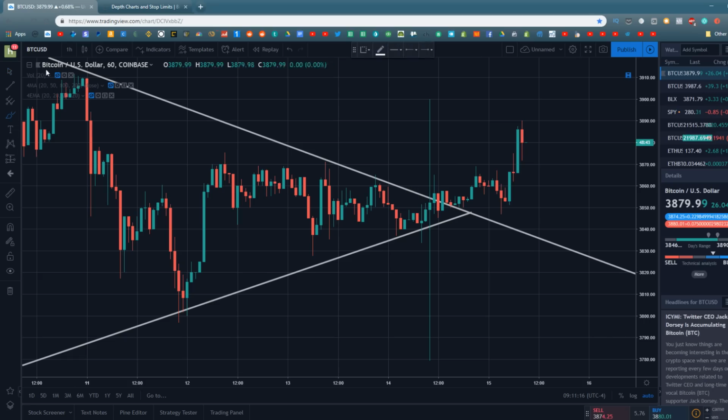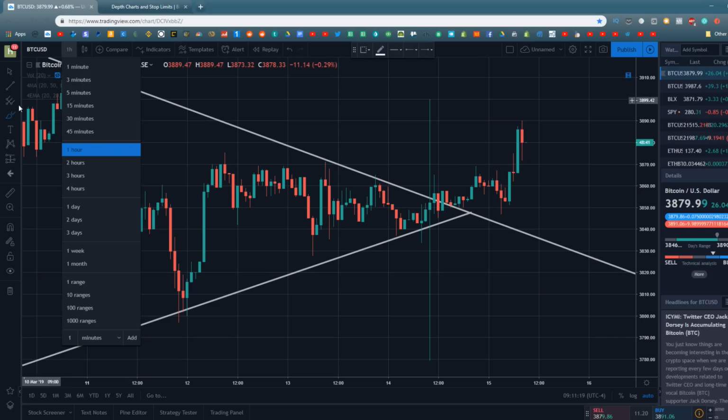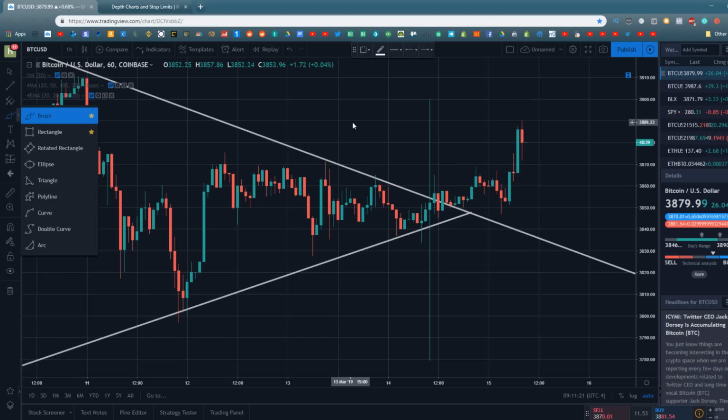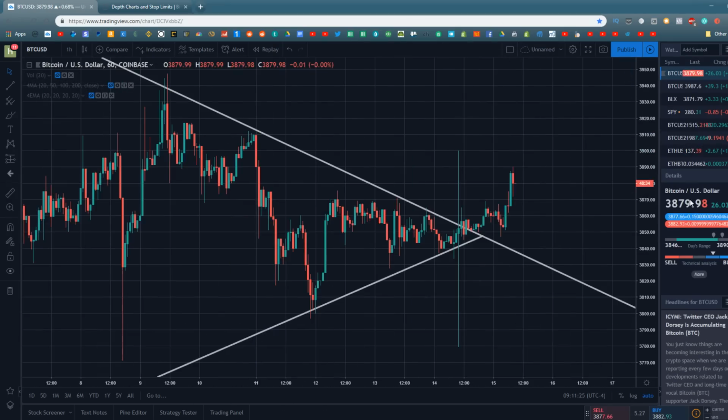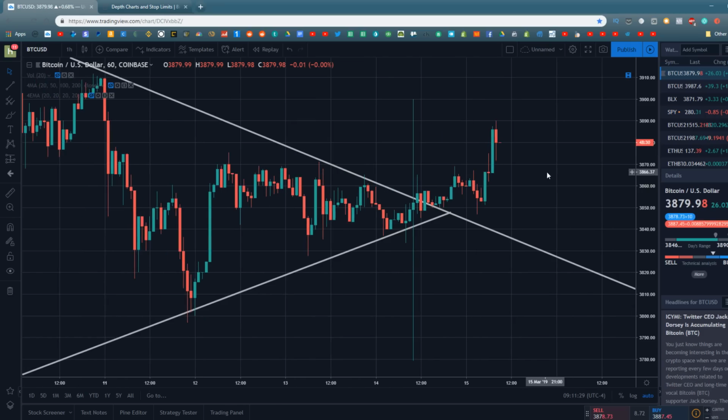One thing I want to point out is that you're on the hourly chart, and it's interesting that it says 60 right there instead of 1 hour, isn't it? Yeah, I think that's pretty interesting. Anyway, Bitcoin is currently trading around $3,879.99. We want to be precise here, 98 cents.